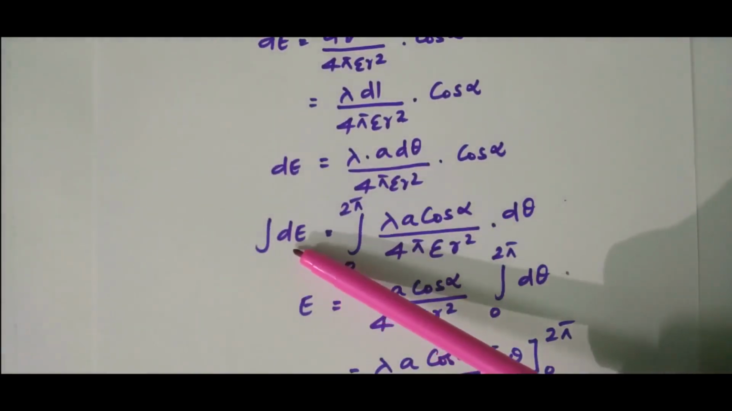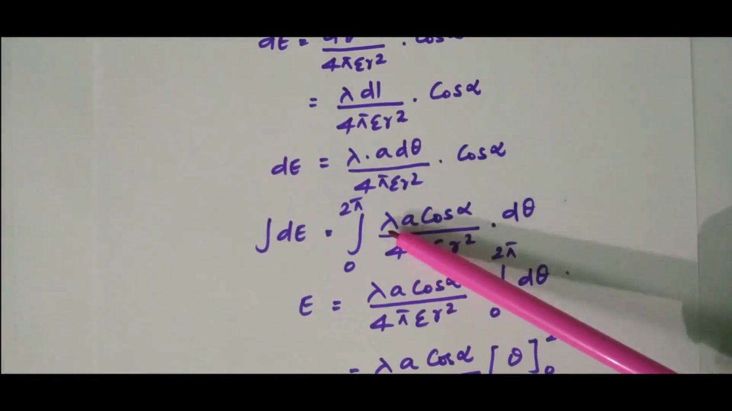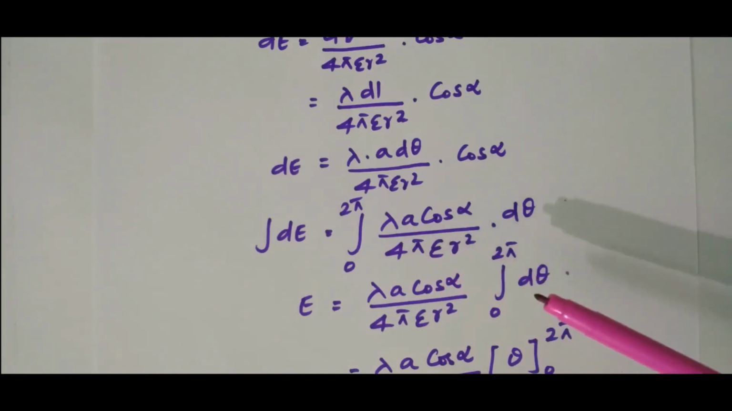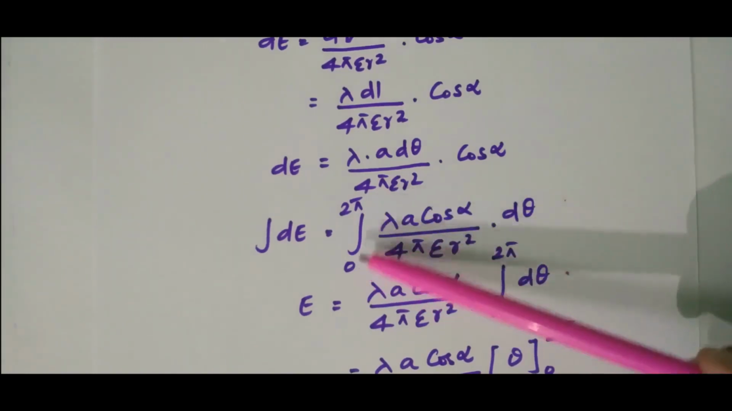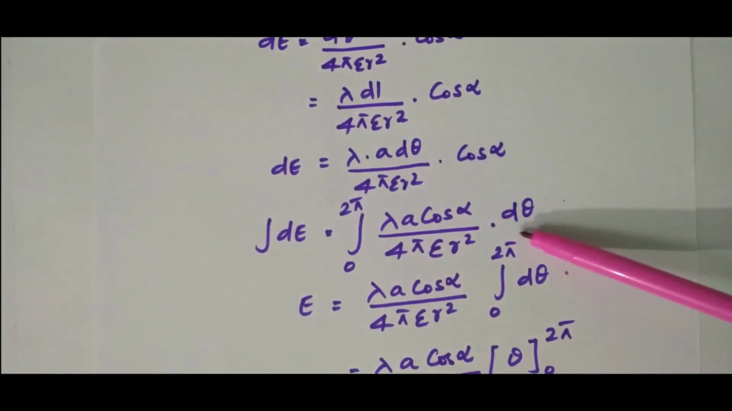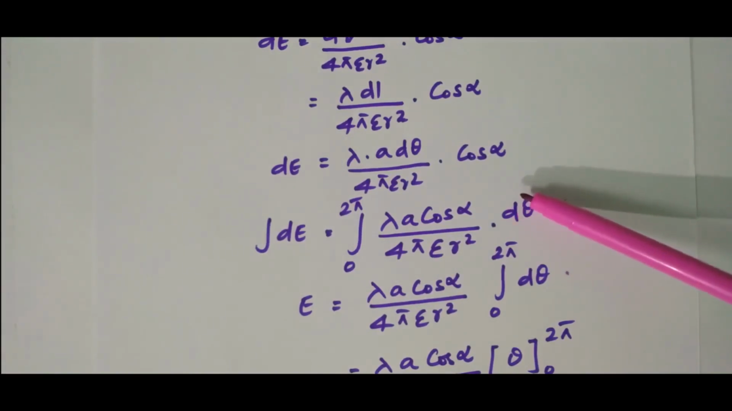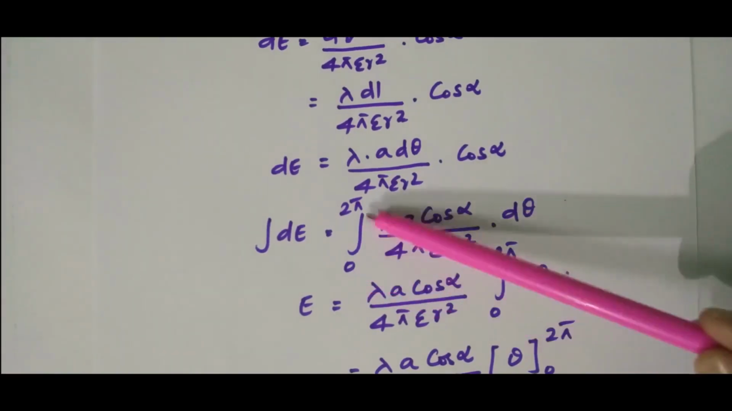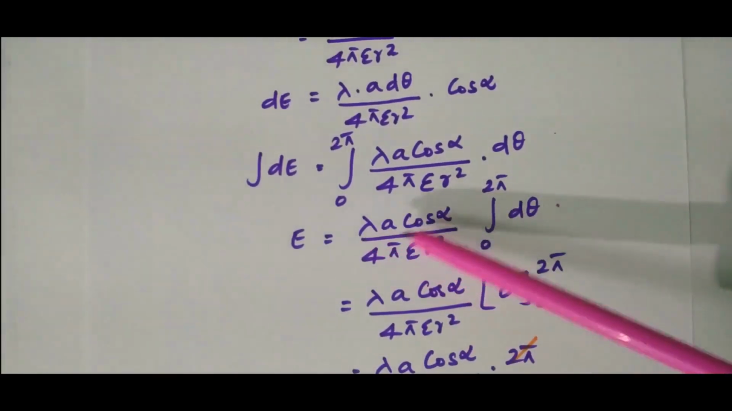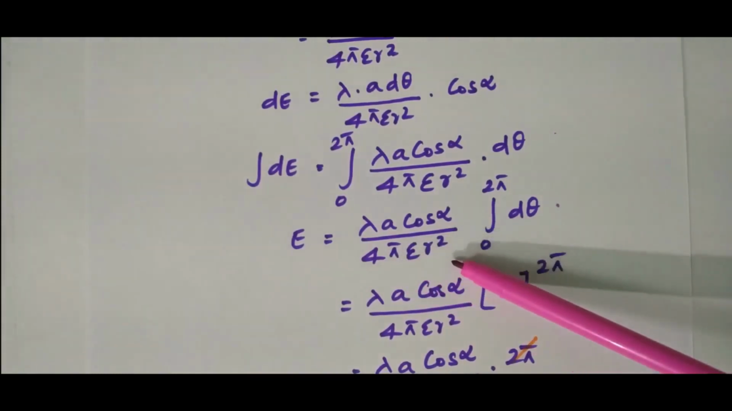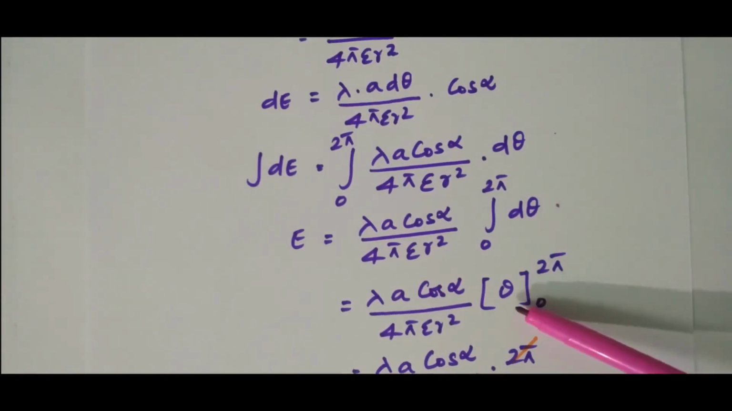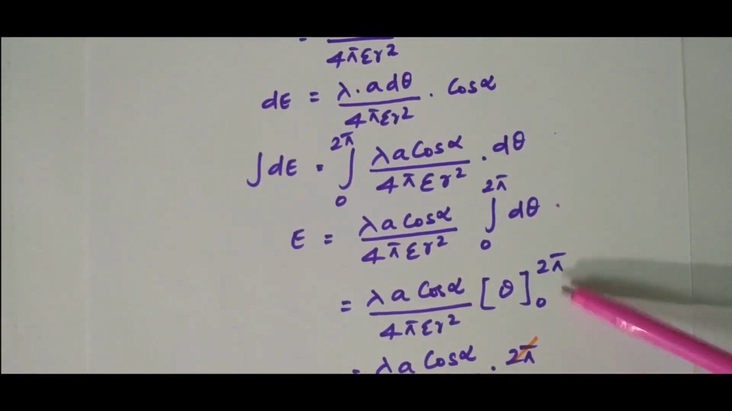So integral dE equal to integral lambda a cos alpha d theta divided by 4 pi epsilon r square. What is the limit? 0 to 2 pi, that is 360 degrees. This d theta varies from 0 to 360 degrees of rotation around the circle. Because of the ring, it is 360 degrees. In this, lambda a cos alpha divided by 4 pi epsilon r square is constant. We only have d theta. So the integral of d theta is theta. We have to substitute the limit 0 to 2 pi.